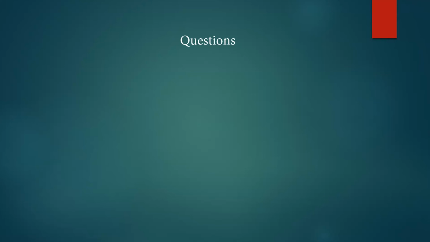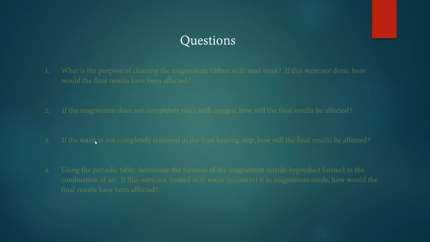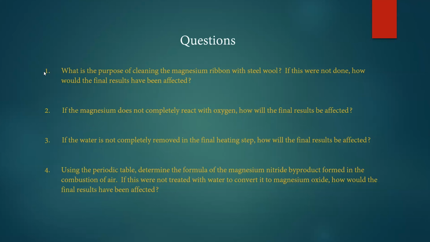There are 2 pages of questions at the end of the experiment, and those on the first page are a little complicated. They're going to take a bit of thought on your part, so I'm going to give you a little bit of guidance here on how to approach each of those 4 questions. All 4 of these have one thing in common. They're each asking that if a particular error were made during the experiment, how would the results be affected?